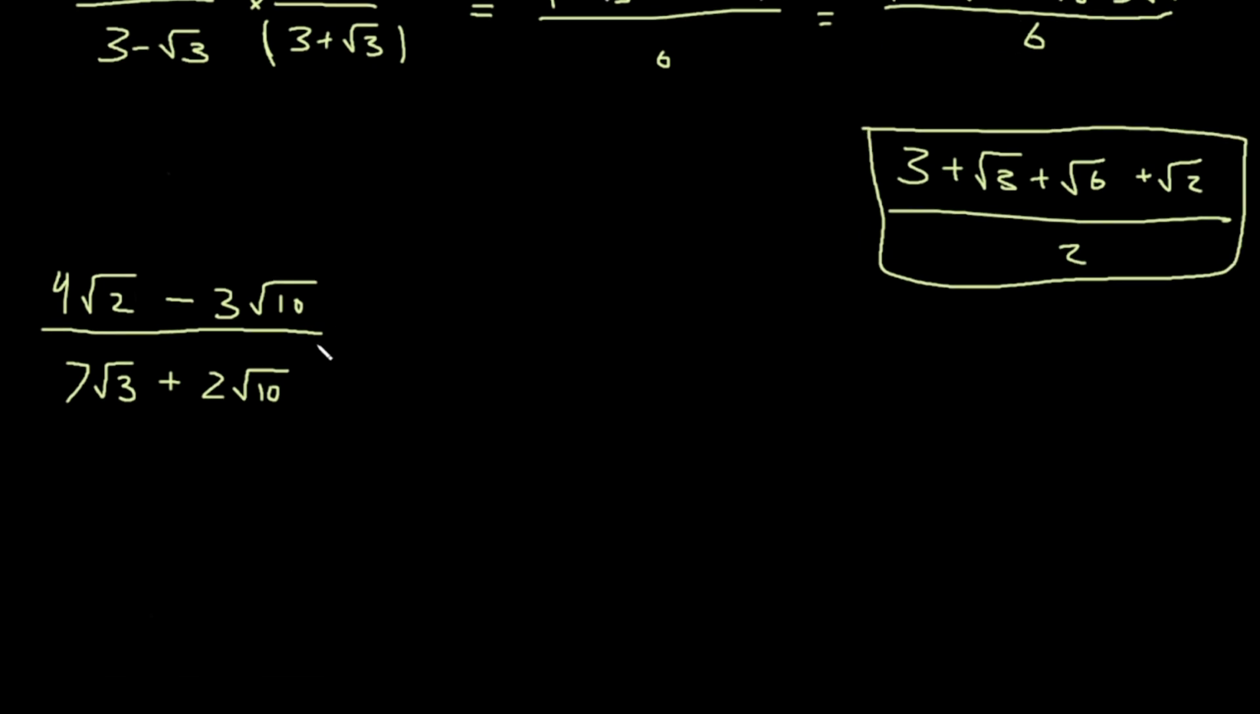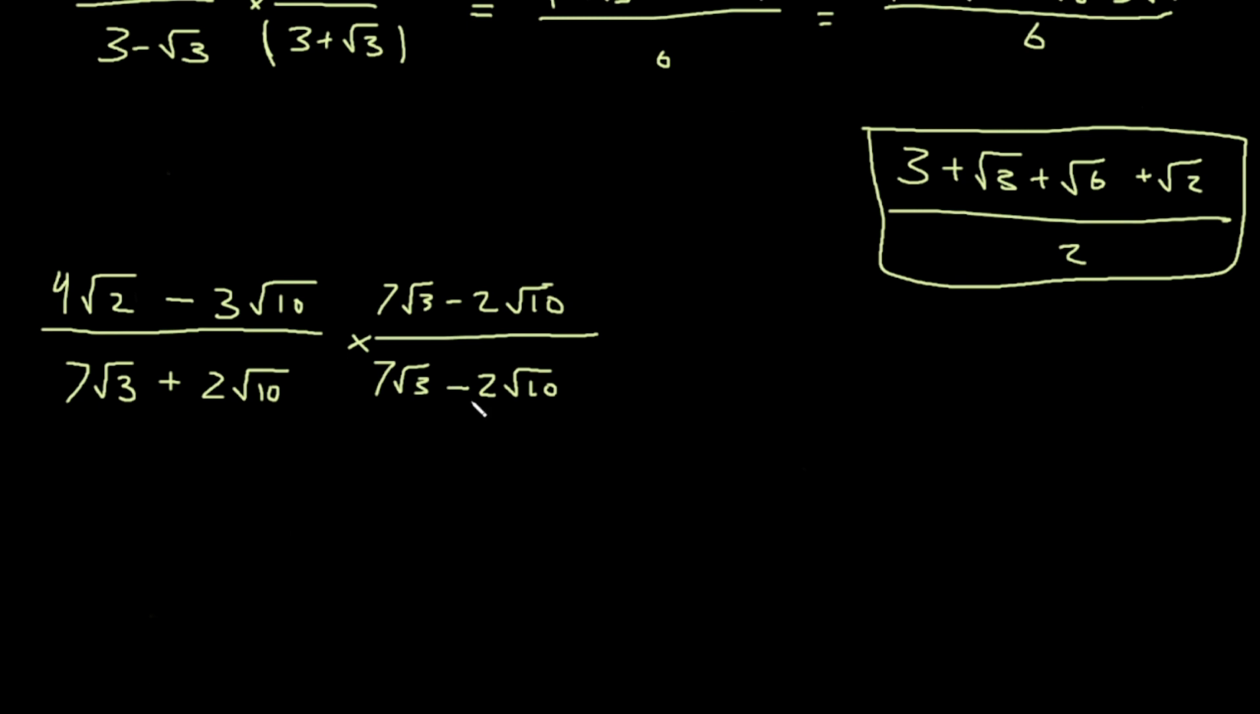Awesome. Now let's look at our second problem. So we have 4 root 2 minus 3 root 10 over 7 root 3 plus 2 root 10. Now, this is going to be a pretty big one, but it shouldn't be that difficult. So once again, we can see we have a binomial at the bottom, so we just simplify it by multiplying by its conjugate over as a fraction of 1. So what would that look like? We have 7 root 3, and we do minus 2 root 10 over 7 root 3 minus 2 root 10.